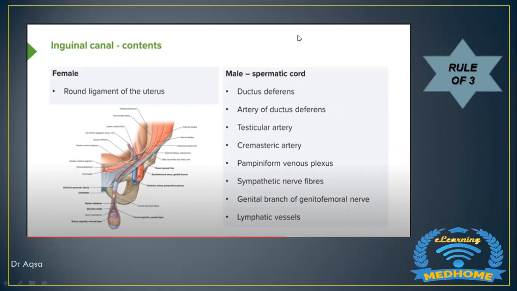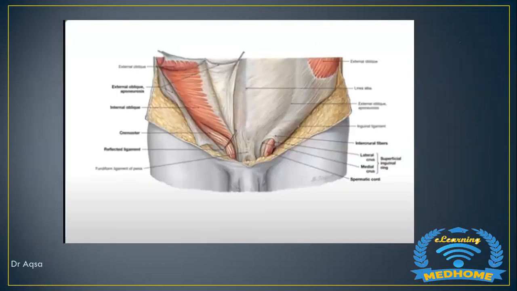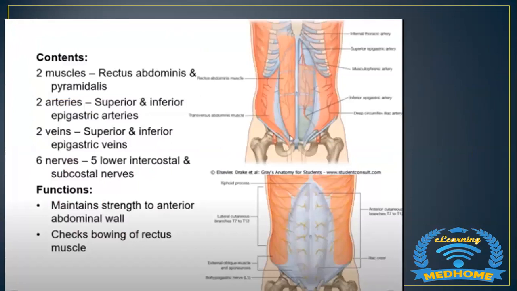Ma'am, the 2 muscles, rectus abdominis and the pyramidalis. 2 arteries, superior and inferior epigastric arteries. 2 veins, superior and inferior epigastric veins. And we have the 6 nerves, which was the 5 lower intercostal and the subcostal nerves. Lower intercostal was from T7 to T11, and the subcostal was T12. Yeah. Or you can easily say T7 to T12.